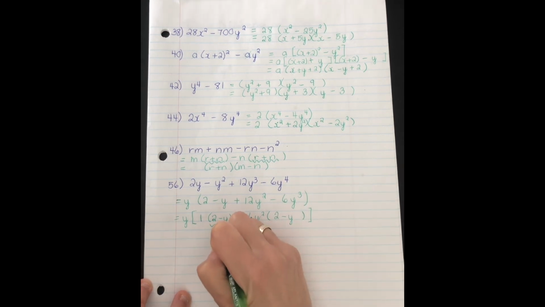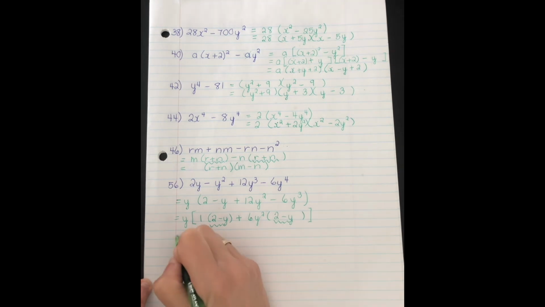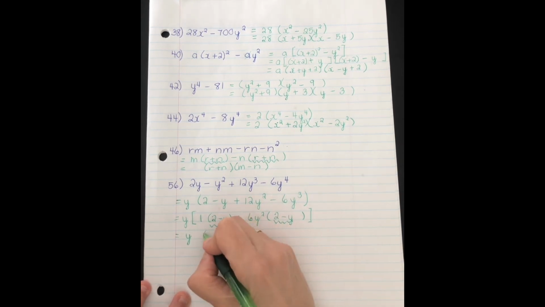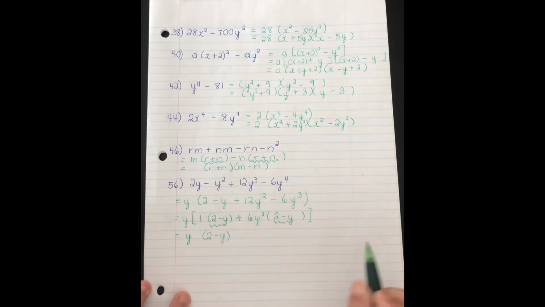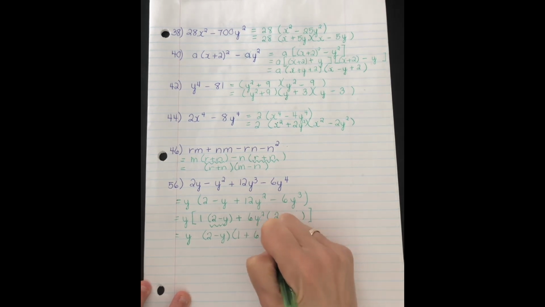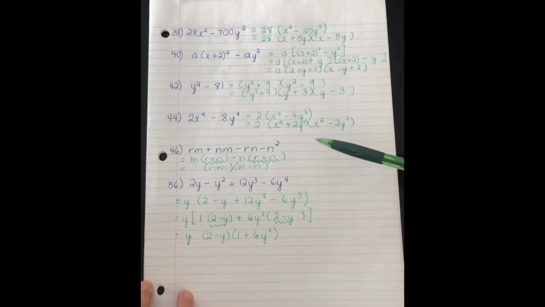Okay, and again, this is what we were after. So after the term y that was common everywhere, we now have 2 minus y as the common binomial. If 2 minus y is removed from inside here, we'll have 1 plus 6y squared as the second factor. Okay, so I know these 2 are quite different. It's kind of an introduction to the factoring of trinomials that we'll be moving towards shortly.